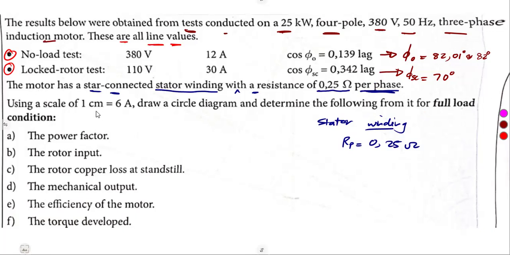Using a scale of 1 centimeter to represent 6 amps, draw a circle diagram and determine the following from it for the full load condition. Take note, we have our scale of 1 centimeter to represent 6 amps. That is the one that you're going to use, and the full load condition we're going to see later on.